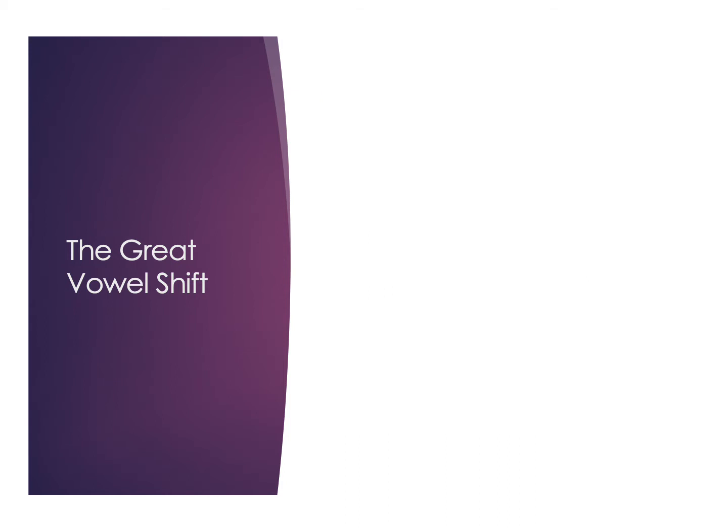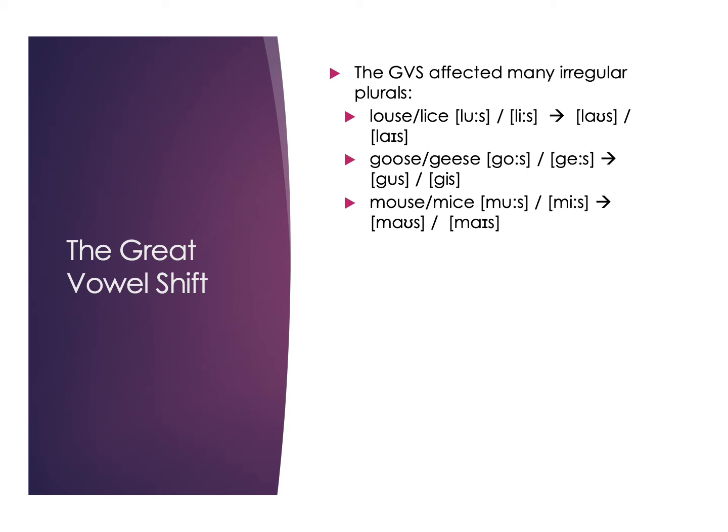Other things that have happened affected different kinds of irregular plurals. As I mentioned a moment ago, loose and lease became louse and lice, goose and geese became goose and geese, those kinds of things. But then we have other words that don't appear to have gone through this. So why don't we have a plural of moose that would be meese? If we're going based on the same kind of idea, we would expect something like that, but we don't have anything that looks like that.